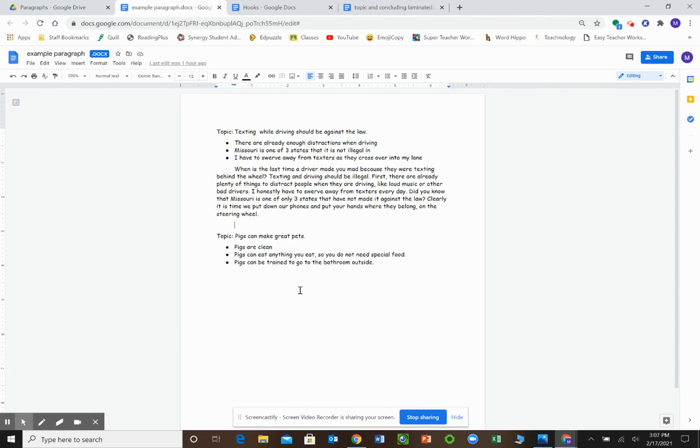And you're not just going to say pigs are clean, period. You're going to embellish on that sentence. You're going to make it flow. So you're going to use these details, the fact that they're clean animals, the fact that they eat anything, so you don't need special food. And the third detail, you can actually train them to go outside. And then again, you're going to wrap it up with a good conclusion sentence that basically leads me to think that, wow, pigs really would make a great pet.